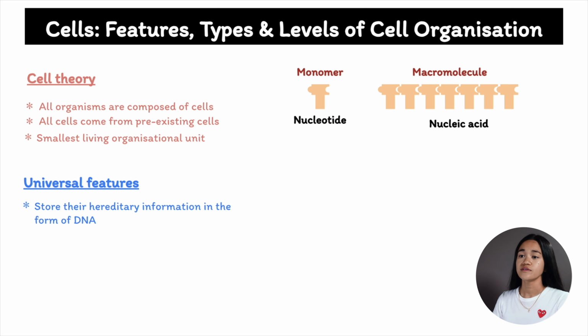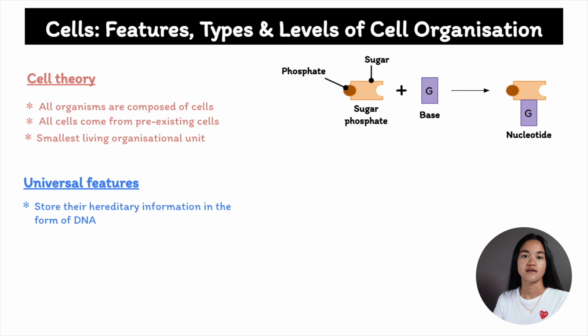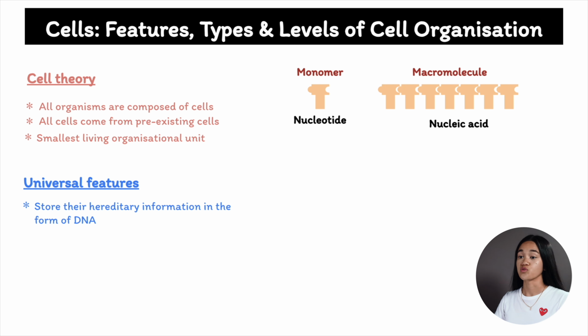Firstly, all living cells store their hereditary information in the form of double-stranded molecules of DNA, which are long, unbranched, paired polymer chains formed of the same four types of monomers, known as nucleotides. We have A, T, C, and G. Now, a polymer is a long molecule consisting of many similar monomers or subunits that are linked together by covalent bonds, which we'll cover in another lecture.